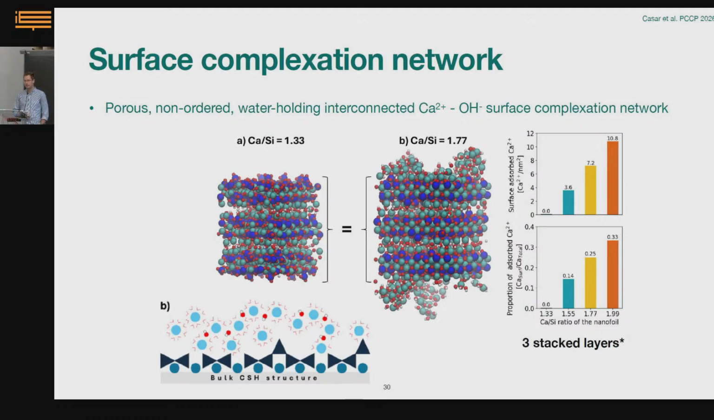So the CSH, which forms 50% of ordinary Portland cement, the hardened cement paste, if it has a calcium silicon ratio of 1.7, 1.8, you really have a big source of calcium on those surfaces that you can then freely use.